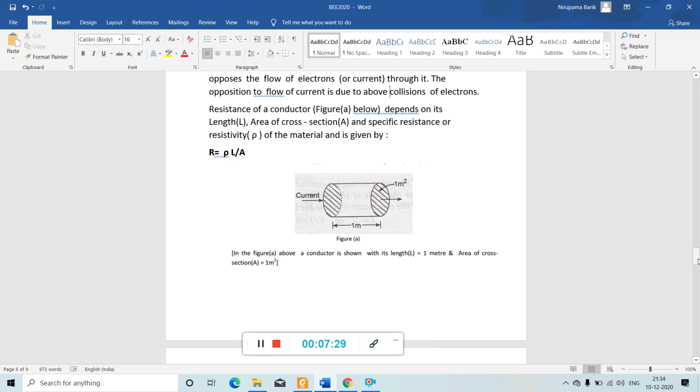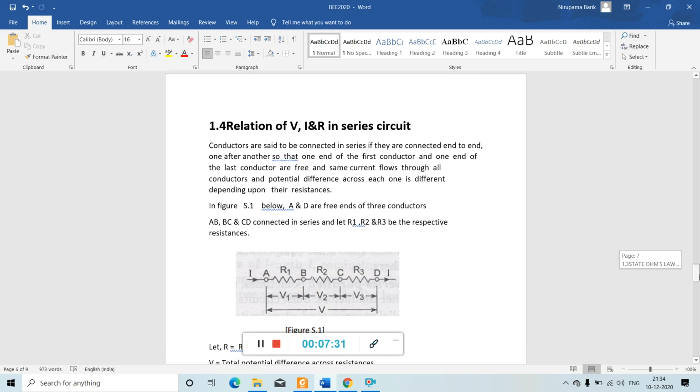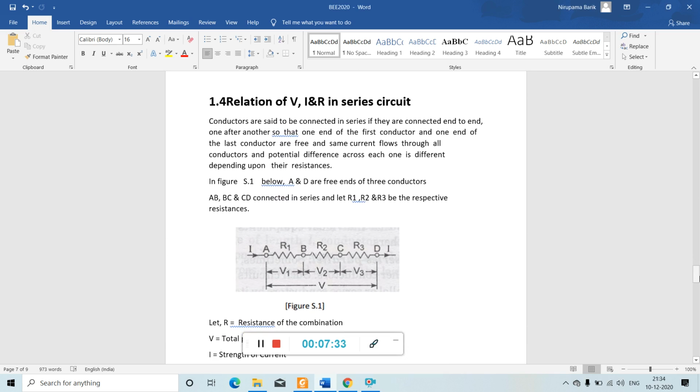So the next part is the relation of V, I and R. So what is this V, I, R? We already discussed in the upper part. V is the potential difference. It is also called voltage. Its unit is volt. I is the current. It is represented by capital I. Its unit is ampere, and R is the resistance, and its unit is ohm.